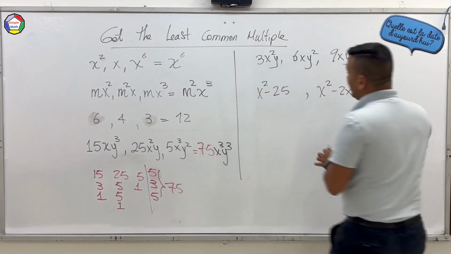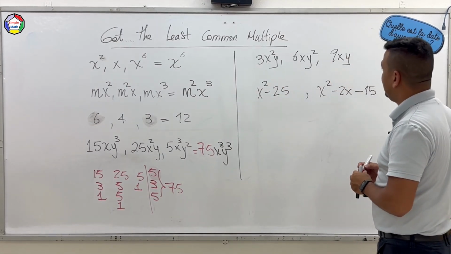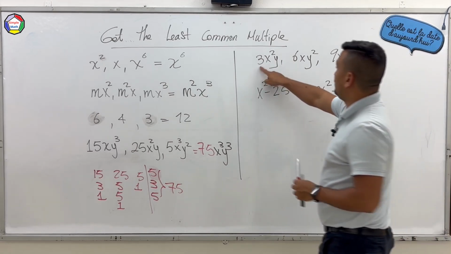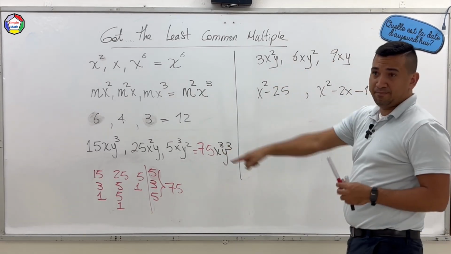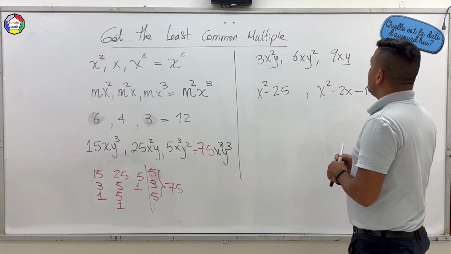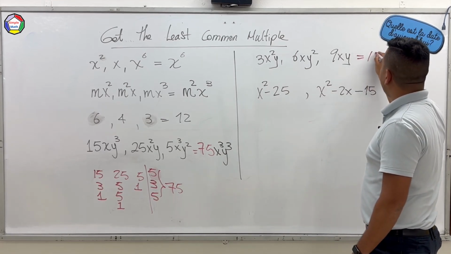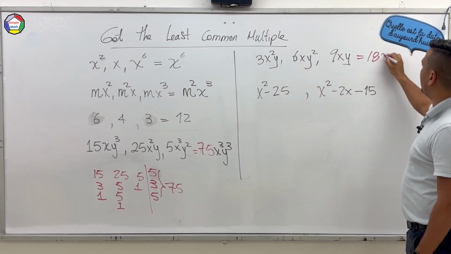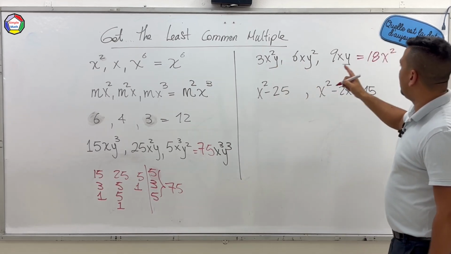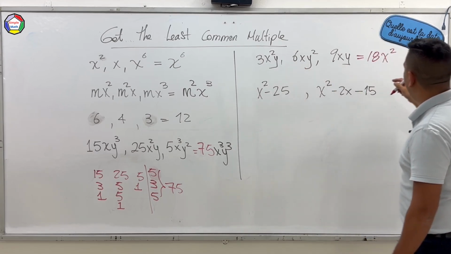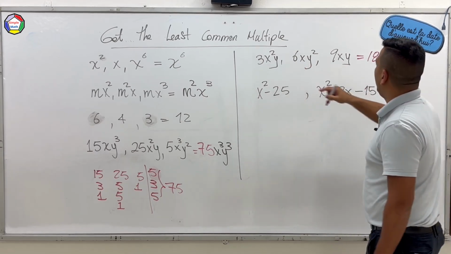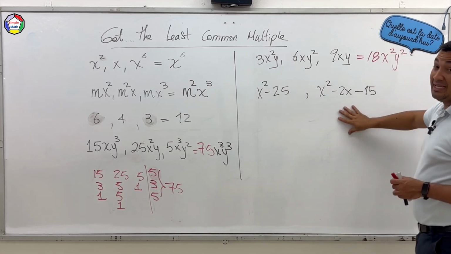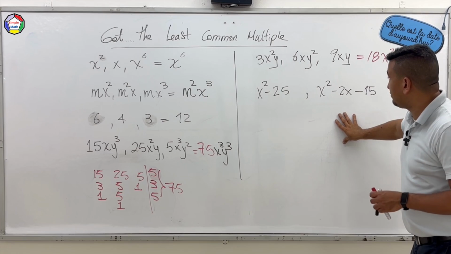Over here quickly, between 3, 6, and 9, I think it is 18, if you do the same procedure that I did before. So in this case it is 18. The x with the lowest exponent is x squared, and the y with the greatest exponent is y squared.